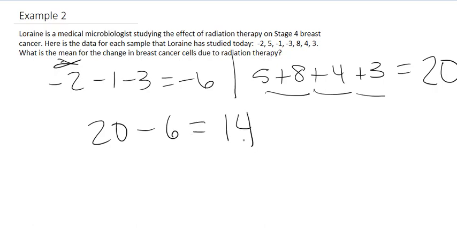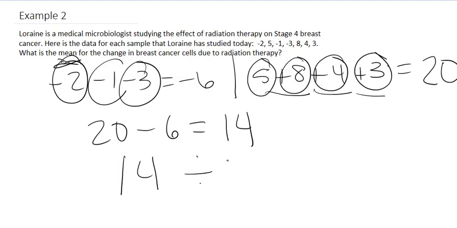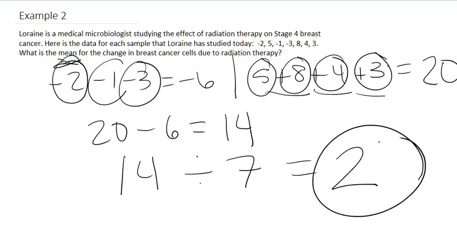So this is the total of all the samples added together. Now let's count how many samples we have. So we have 1, 2, 3, 4, 5, 6, 7. So now we would go 14 divided by 7, which is equal to the mean, which is 2. So our mean is 2 for this problem.